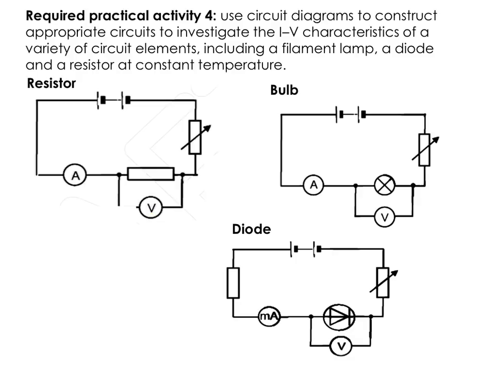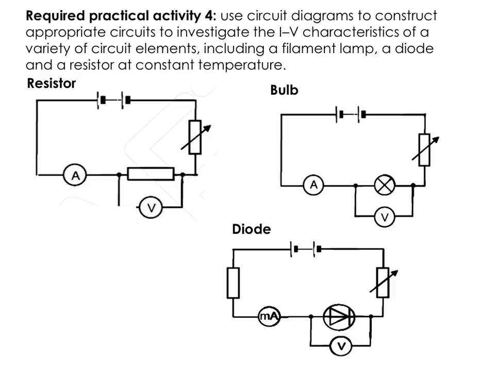The only difference really is that we swap this component. So for a resistor we include the resistor, for a bulb we include a bulb. The diode's slightly more tricky because we include the diode in the place of the other components, but we have to add a resistor in to protect the diode because diodes tend to have low resistance, and we also have to add a milliammeter to measure the current because they'll allow a much smaller current to go through.